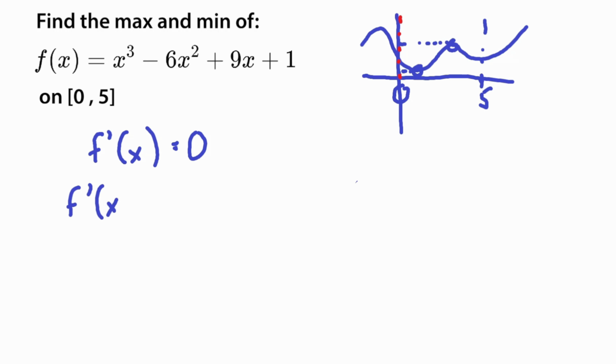So f prime of x is equal to, remember, now we have to find the derivative of this function. How do we find the derivative? Well, for our first term, x cubed, you bring down the exponent and multiply it in front of your variable. Here our exponent is 3, so we bring down the 3. So we have 3x, and then our exponent is the same exponent minus 1. So instead of an exponent of 3, we have an exponent of 2. So that's how we do that.